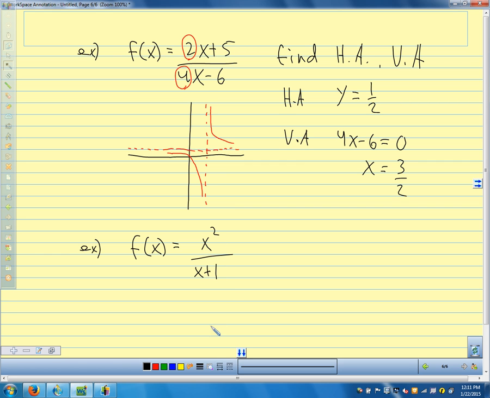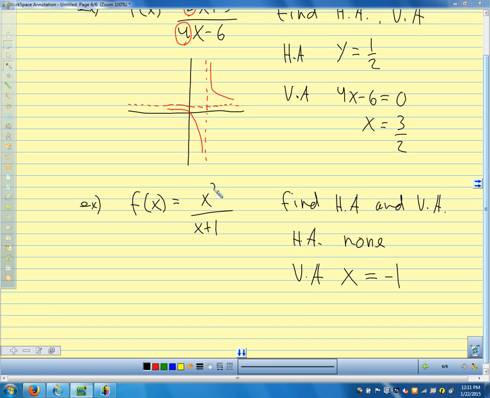How about this one? Let's look at the horizontal asymptote first. How do the degrees of the numerator and denominator compare? Numerator is bigger. What does that tell us? No horizontal asymptote. So I could say none. How about a vertical asymptote? X equals -1. Remember, it's a line. We need the equation of a line.